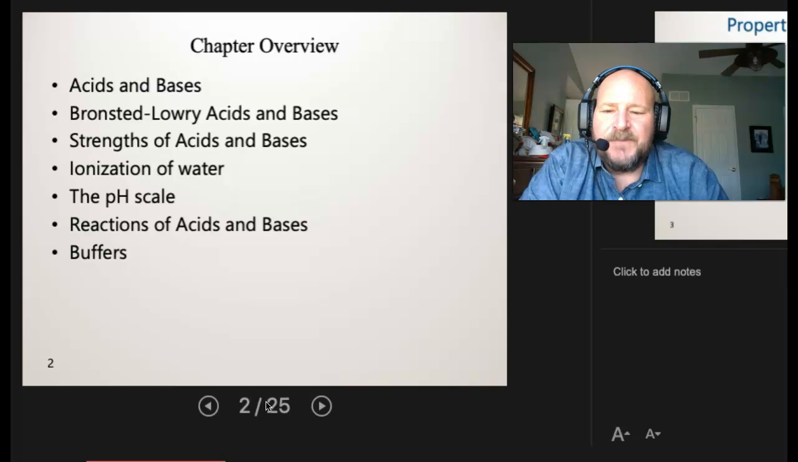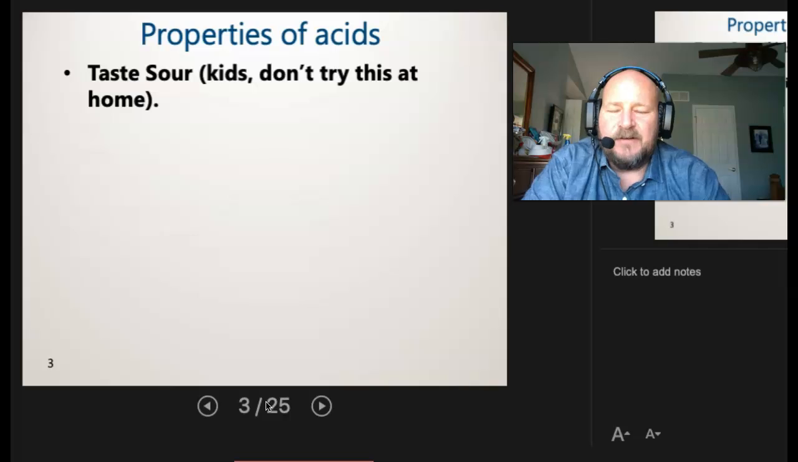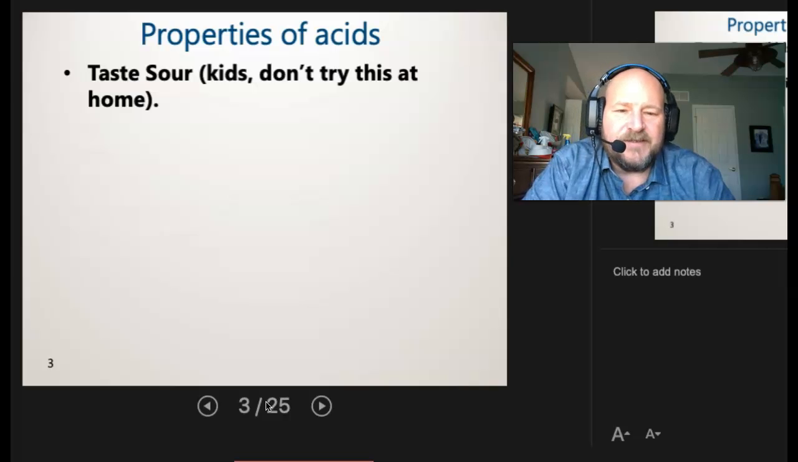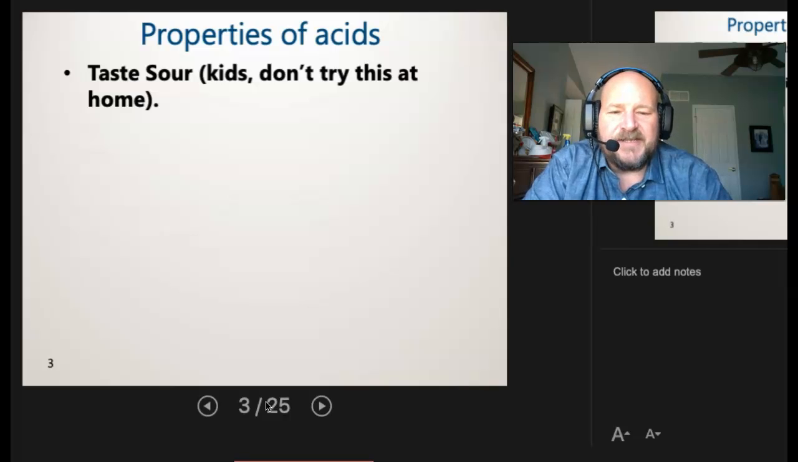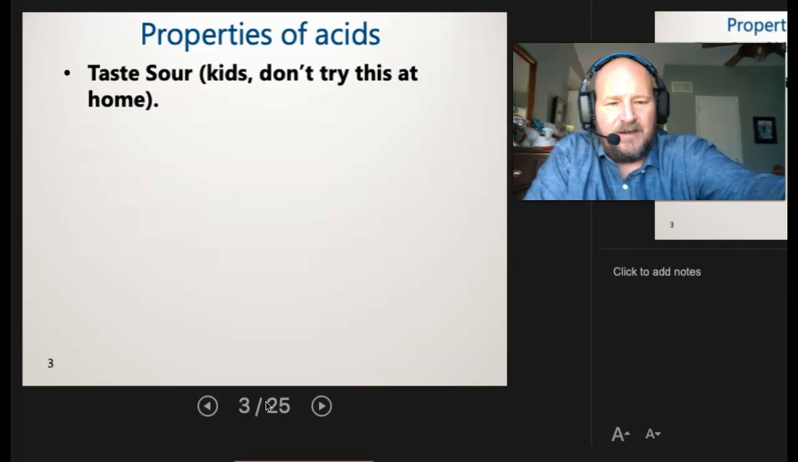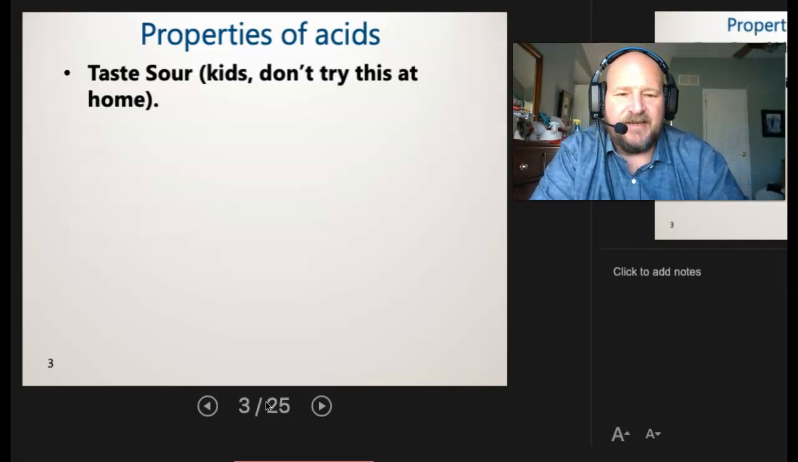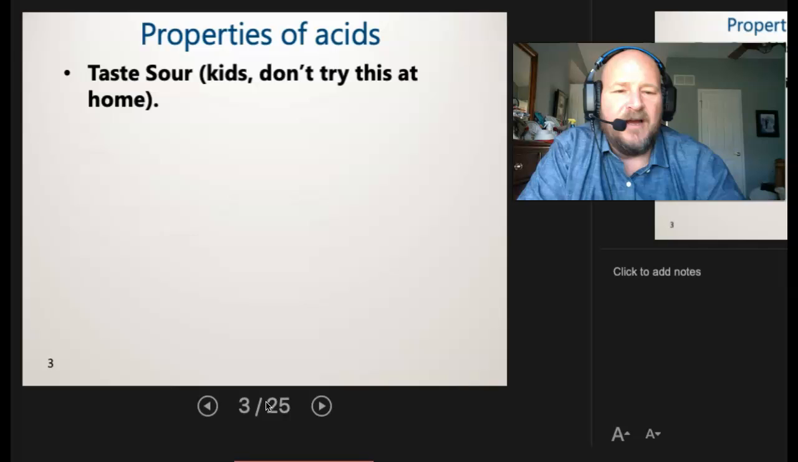All right. So properties of acids. Acids typically taste sour. So we tell you kids don't try this at home. But realistically, if you enjoy soda pop like colas, Coca-Cola for instance, that has some phosphoric acid in it, or maybe you just like citrus fruit. All of our citrus fruits have citric acid in them. So you probably are partaking in some acids there.